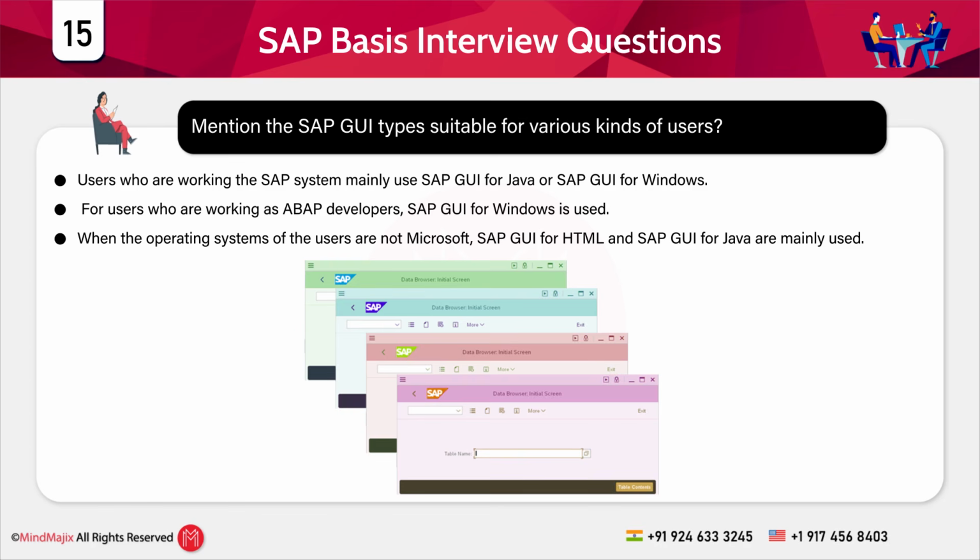When the operating systems of the users are not Microsoft, SAP GUI for HTML and SAP GUI for Java are mainly used. However, they can also be used like SAP GUI for Windows. Next, for integration of DynPro transactions to the portal, mainly SAP GUI for HTML is used. So DynPro based applications are well integrated with the help of this onto the portal.